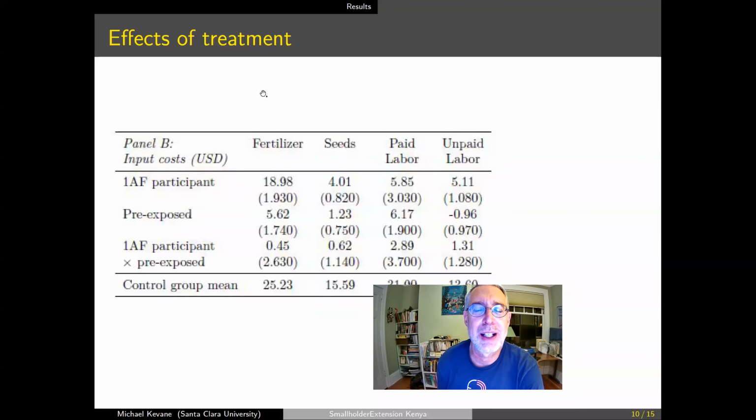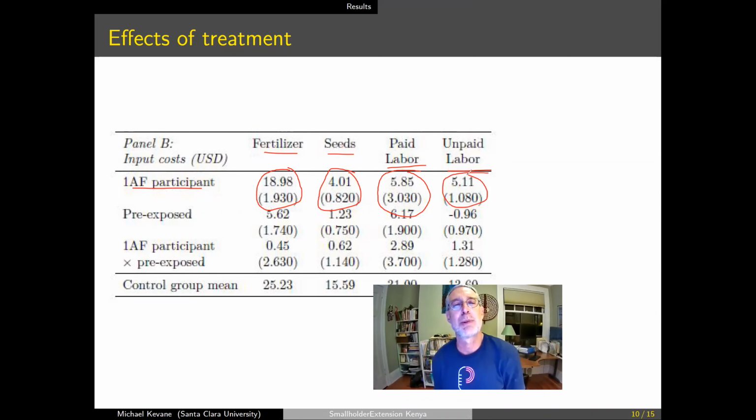Let's take a look at another set of practices, which is input usage. So how much fertilizer did they purchase to use on the farms? How much did they spend on improved seeds? How much on labor? And how much extra unpaid labor, household labor, did they use? So we see that the treatment group used more fertilizer, they used more seeds, they used more paid labor, and they used more unpaid labor. So they seem to farm more intensely than other farmers in the control group, which was the whole point of the program, that they would farm more intensely or intensively.